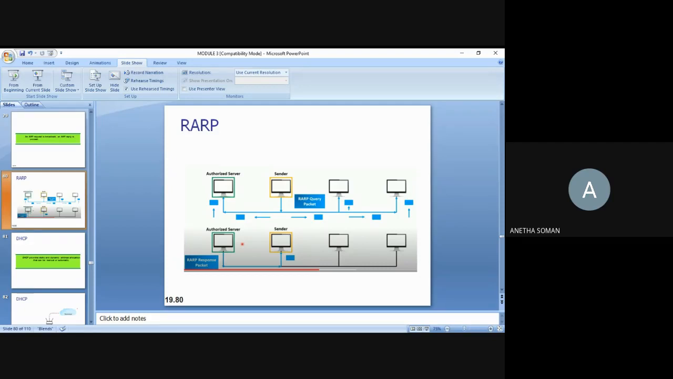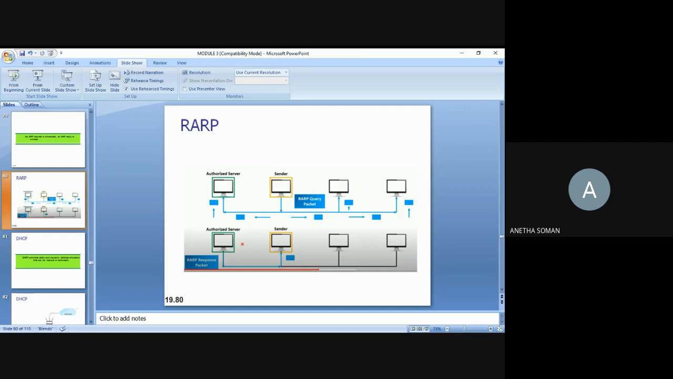Whoever is connected to that network will obtain that packet. Now they will check whether the request is for me, whether I can give the service for that. If everything is matching, whoever can provide that service will respond to that packet. That response packet contains whatever is needed by the sender.